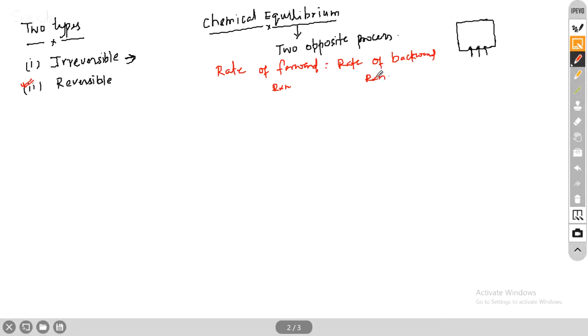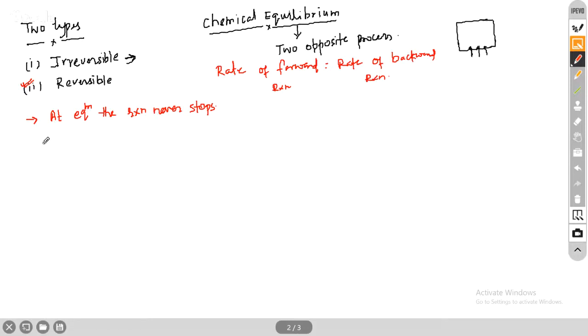Backward reaction, rate of forward reaction is equal to rate of backward reaction, then only the equilibrium will be maintained. One thing you must keep in mind, at equilibrium, if you feel any point important, you may write it down. At equilibrium the reaction never stops, right? If the equilibrium has been achieved, it does not mean that the reaction is not going on. It is going on, but with equal rate. The rate at which it is going in the forward direction, with the same rate it is going in the backward direction. So reaction never stops at equilibrium.